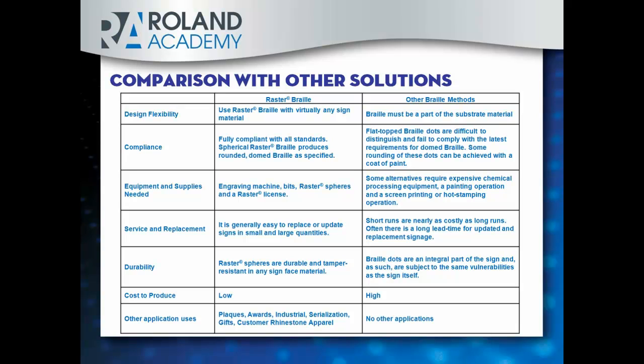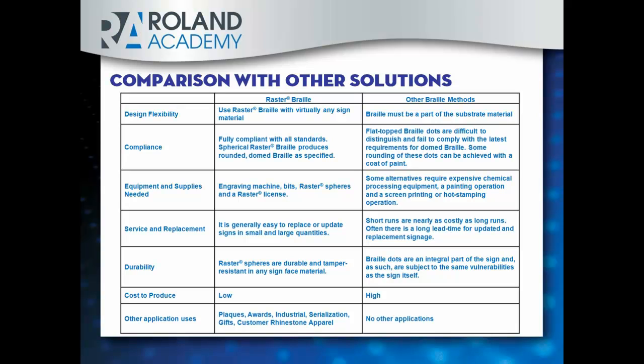As far as cost to produce, again, if we're talking low volume, even mid-volume, the raster braille method is actually very low to produce. Even if you decide to do high volume, if you have an EGX 600, it's very low as far as cost to produce signs. Whereas with photopolymer, it is a lot higher because, again, you have the painting involved and so forth.